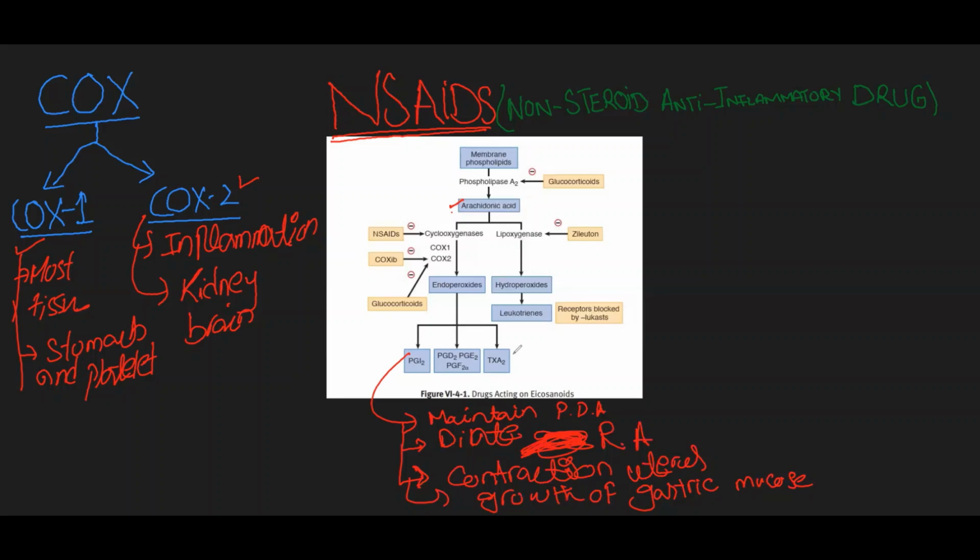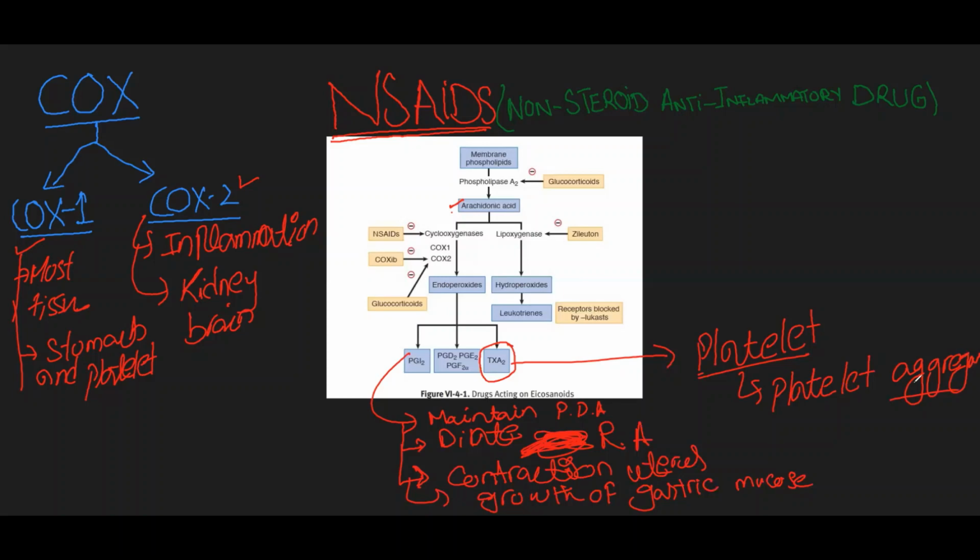Thromboxane A2 is basically a platelet aggregator. It leads to platelet aggregation and leads to the formation of thrombus.